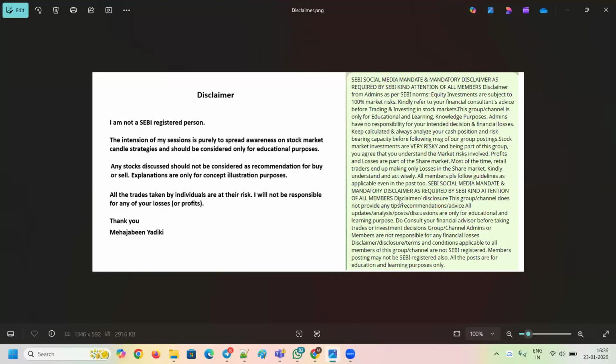Hi everybody. This is regarding how to draw support and resistance lines while doing trades in the stock market.